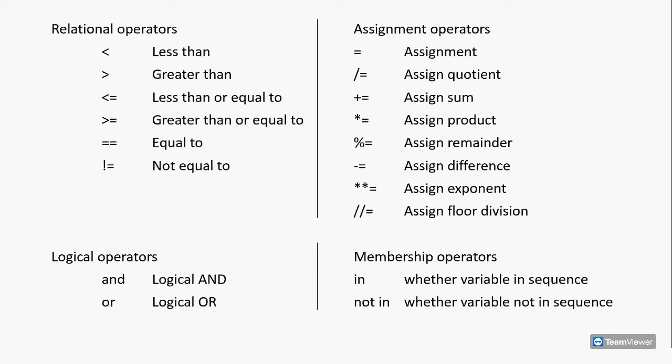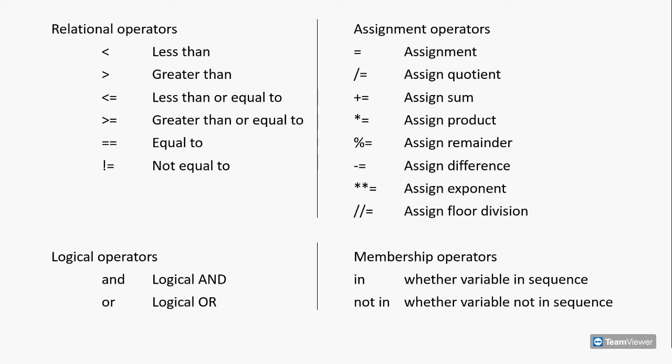Then we have the assignment operators. Equal to, that is for assignment. Slash equal to, that is for assign quotient. Plus equal to, this is the assign sum operator. Star equal to, this is the assign product operator. Percentage equal to, this is the assign remainder operator. Minus equal to, this is the assign difference operator. Double star equal to, this is the assign exponent operator. Double slash equal to, this is the assign floor division operator.